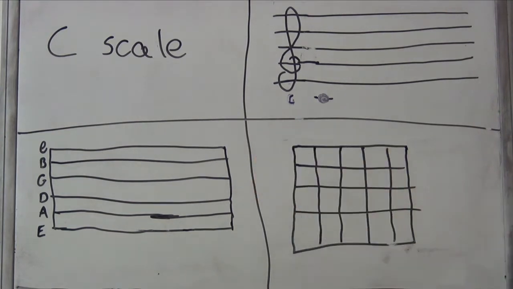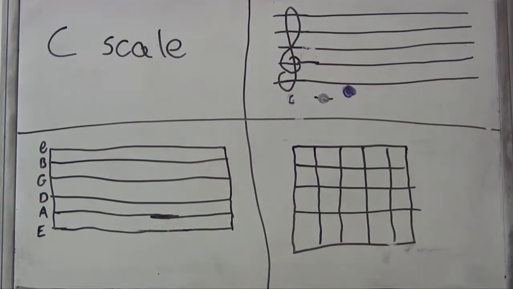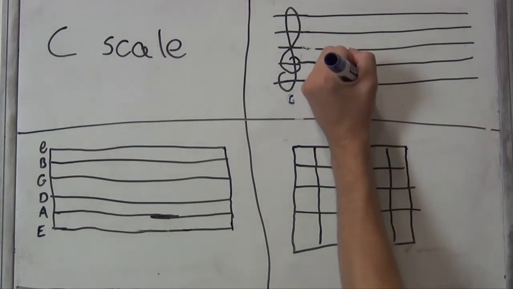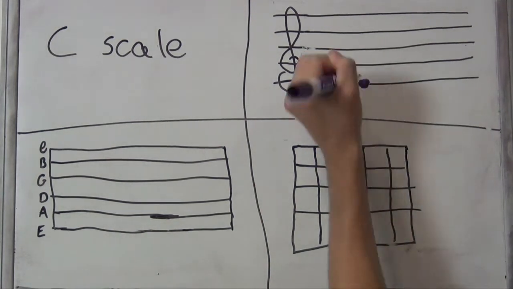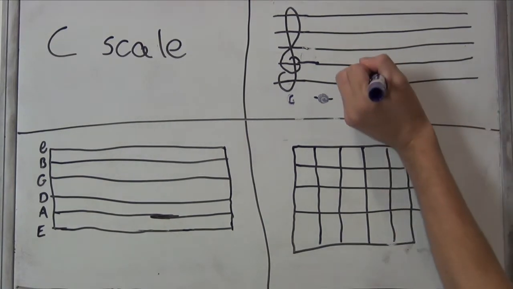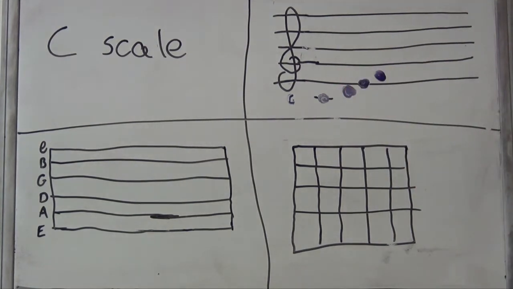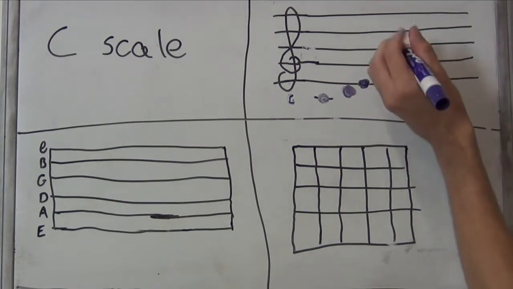So we're going to start on the bottom line. The next note is D, so it's going to be on this space right here, below the line. Our next note is E, so that's going to be on the line right there. Our next note is F. It's going to be in this space between the two lines. Our next note is G. We just keep counting up.